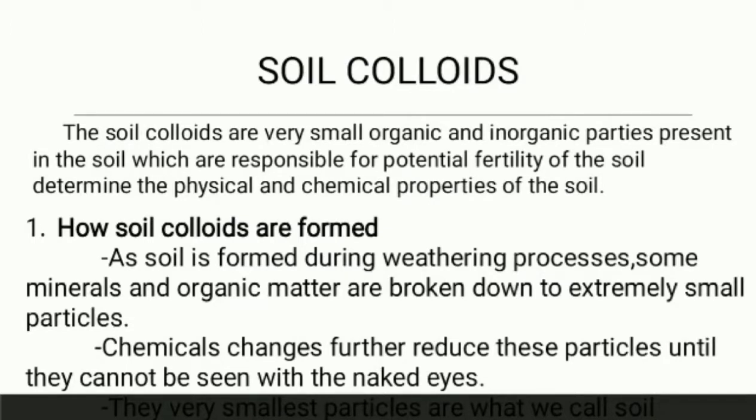First, how soil colloids are formed. As soil is formed during weathering processes, some minerals and organic matter are broken down to extremely small particles. Chemical changes further reduce these particles until they cannot be seen with the naked eye.